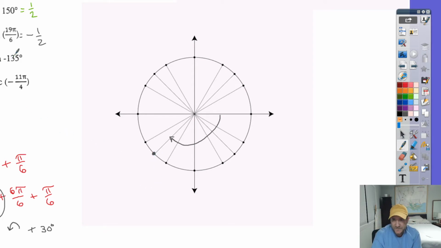Pro tip, if it ends in 5, it's 45, right? Everybody else is 30, 60, 90. Everybody else ends in 0. So you know at least that much.